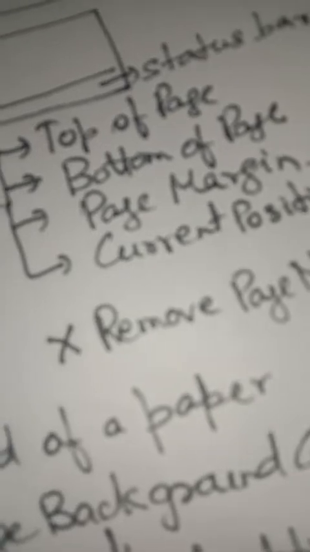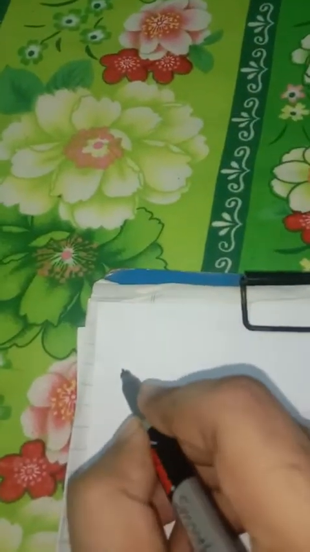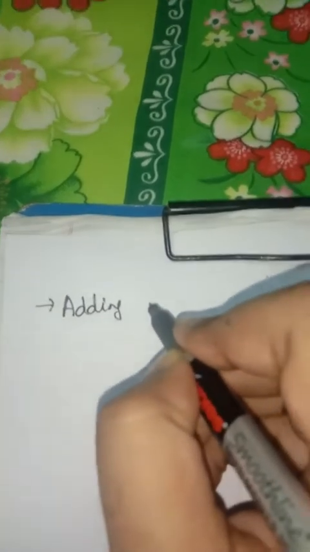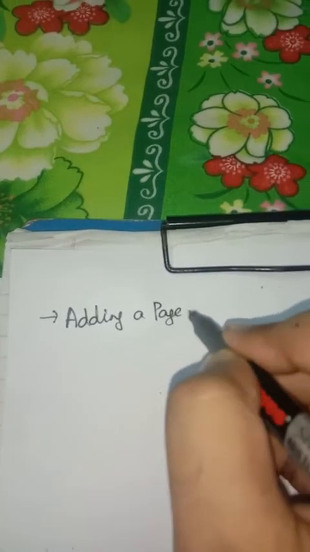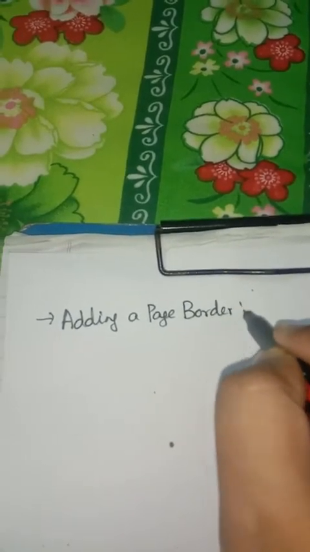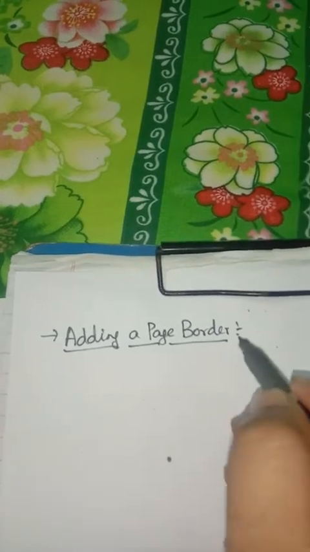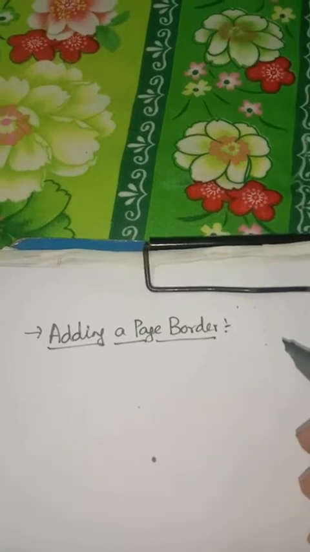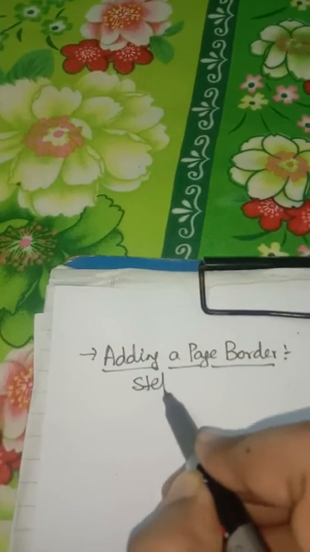So in order to add a page border in our document, what are the steps that should be done? First of all, let me type the heading, adding a page border. So how can we apply a page border in our document? What are the steps that we should perform?